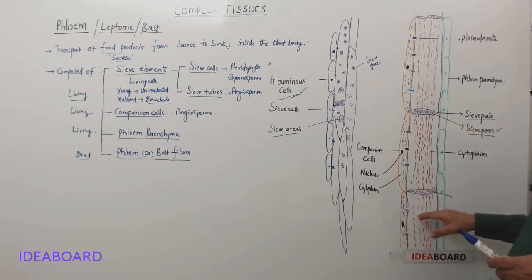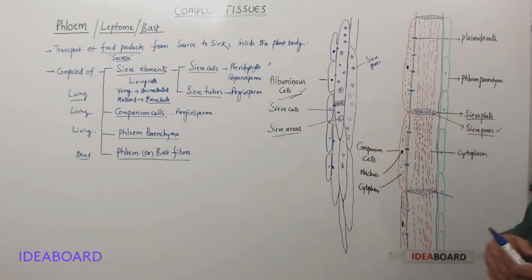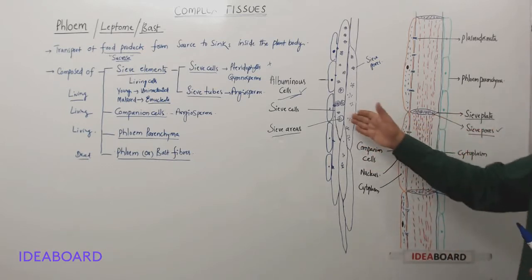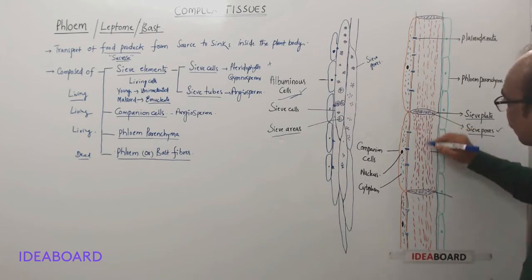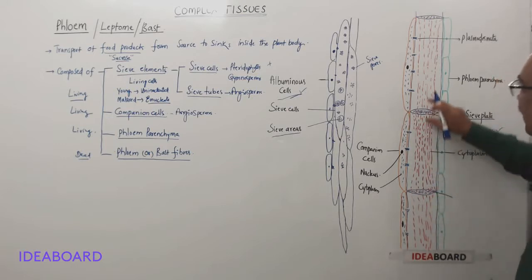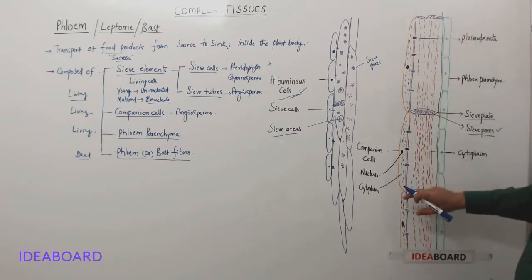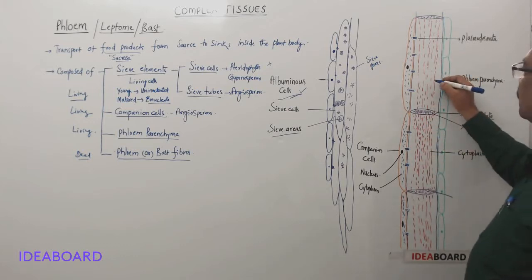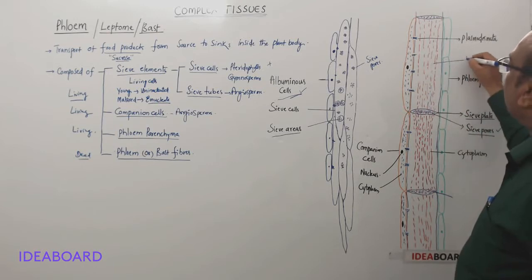You see, sieve plates are associated with sieve tubes, not with the sieve cells. Through these sieve pores of the sieve plate, the cytoplasmic strands will move from one cell to another cell. So they're all connected. And one more thing, the cytoplasm will have some fibrils which are made up of P protein, that is phloem protein. P protein fibrils are there.